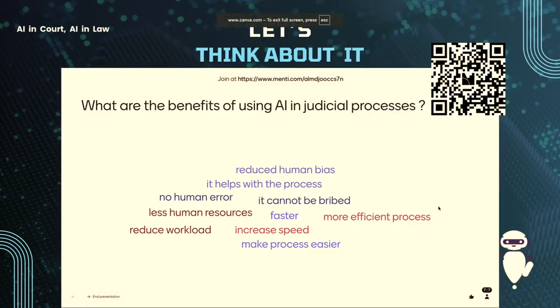Reduce human bias. It helps with the process. No human error. It cannot be bribed. Exactly. More efficient process, faster, less human resource, reduce workload, increase speed, make the process easier.